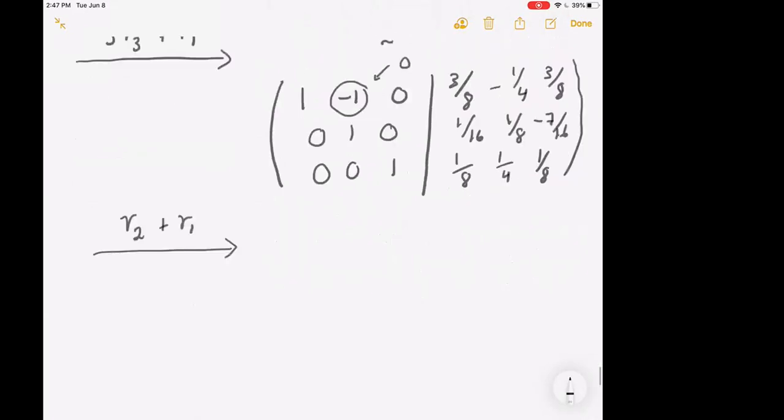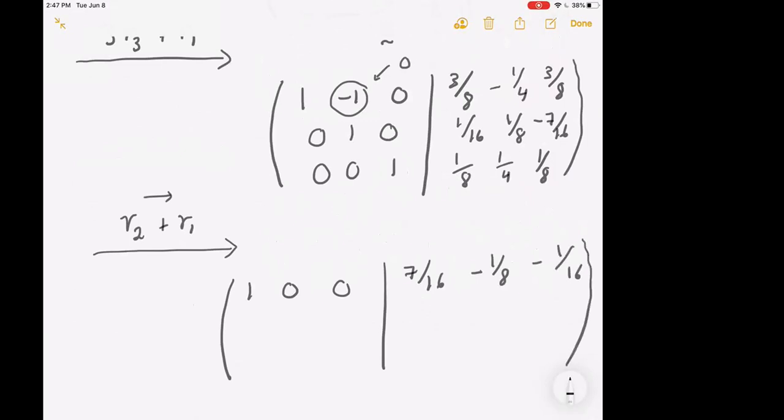I go from left to right, and I will get 1, 0, 0, 7 over 16, minus 1 over 8, minus 1 over 16 as my first row. Second row is still the same. It was never involved in any of the elementary row operations in terms of a replacement. I just took a Xerox copy of row 2. I didn't change row 2, and row 3 was left alone.